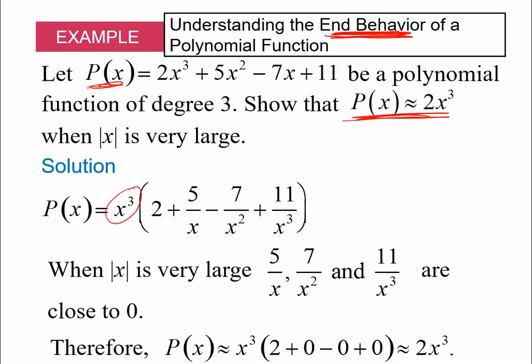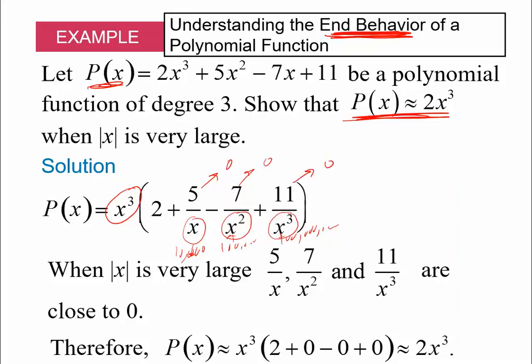If you factor out the x cubed, notice you're going to have all these x's on the bottom, whether it's x, x squared, or x cubed. What happens as x gets bigger and bigger and bigger? What happens when this is 10,000? 5 over 10,000 is getting pretty close to 0, is that right? How about, let's say this is a million. 7 divided by a million is pretty close to 0. And then this one would be 100 billion. 11 divided by 100 billion is going to be a very, very tiny number, very close to 0.